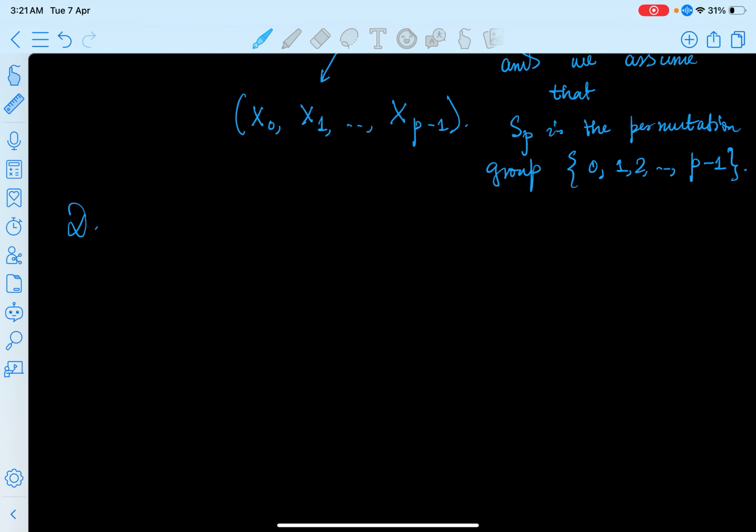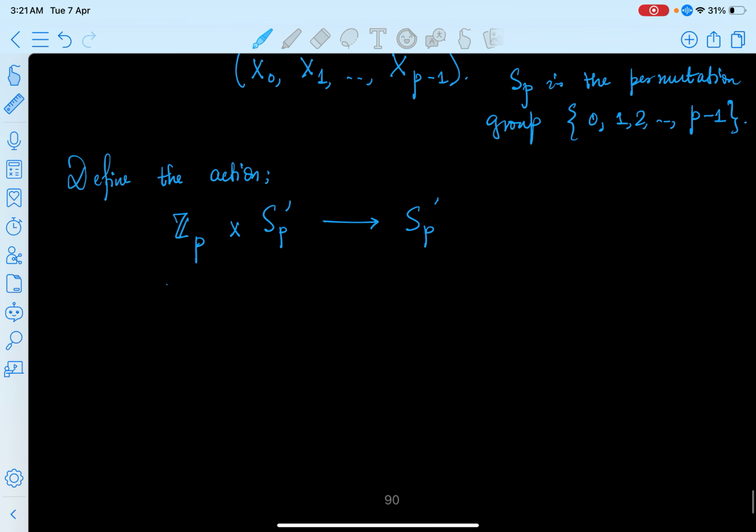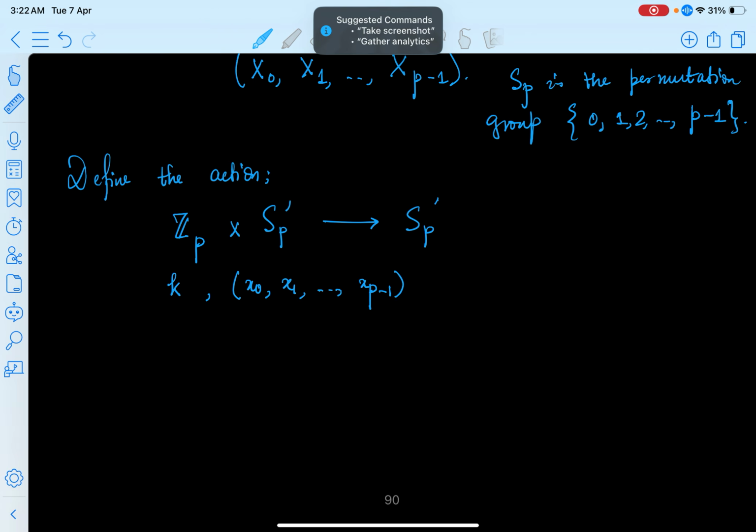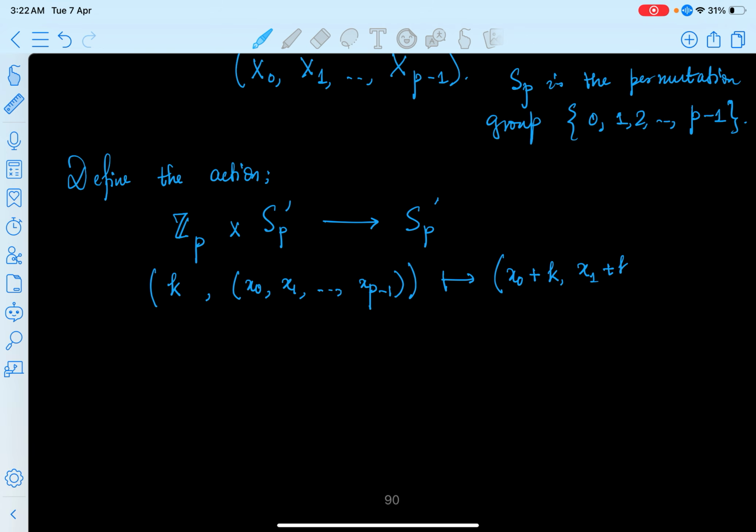So define the action, Zp cross Sp prime to Sp prime. Take an element in Zp, let's say k, and take a p-cycle from Sp prime. Just send this pair to (x0 plus k, x1 plus k, up to xp minus 1 plus k) mod p.